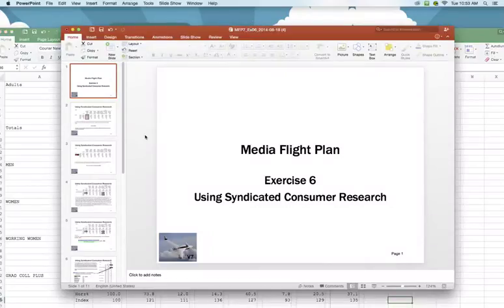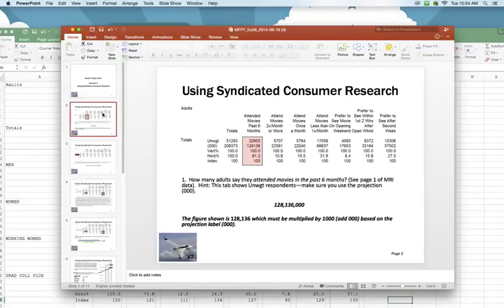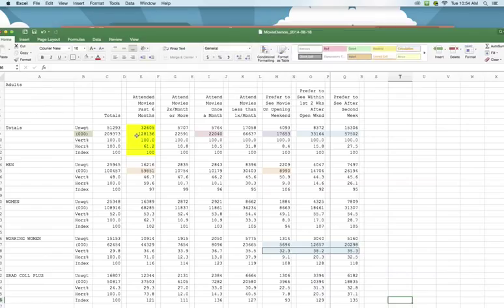Okay, so first thing, their biggest promotion that they want to talk about in Media Flight Plan Exercise 6 is based on the ideology of how to read this stuff, how to read a major syndicate of data. And so the first question they ask is syndicated consumer research. They want to know how many people attended movies in the last 6 months, which is just promoted right here.